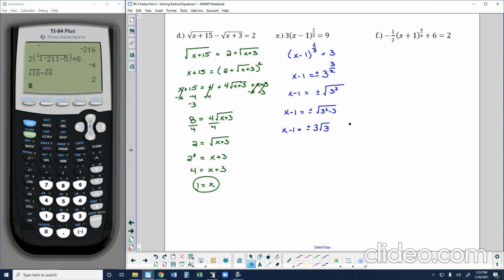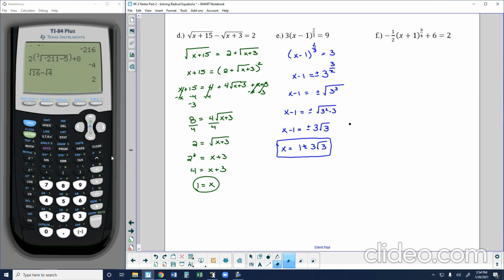Then I can add 1 to both sides. So x equals 1 plus or minus 3 root 3. So I simplified that radical expression just by dealing with the exponents. If you wanted to simplify that radical expression, you could have rewritten this as plus or minus root 27, broke that into plus or minus root 9 times 3, which square root of 9 is 3, so plus or minus 3 root 3. So again, we have to have that plus or minus out in front because it became a radical expression when we went through our steps of simplifying.